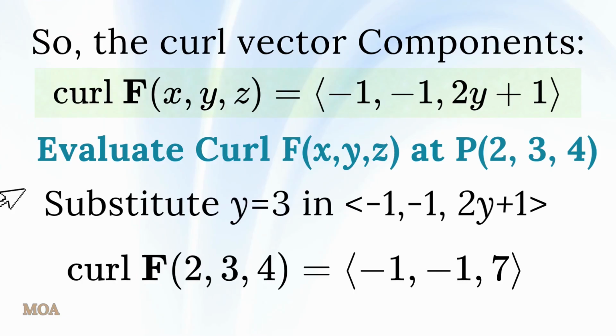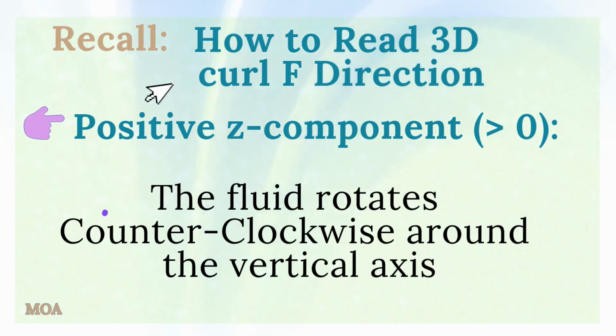Well, now we evaluate the curl of the vector field f of x, y, z at the point P, 2, 3, 4. By substituting y equals 3 into our curl of f expression, we get negative 1, negative 1, and 2 times 3 plus 1, which equals 7. Our final curl of the vector field f at point P is angle bracket negative 1, negative 1, 7, closing angle bracket.